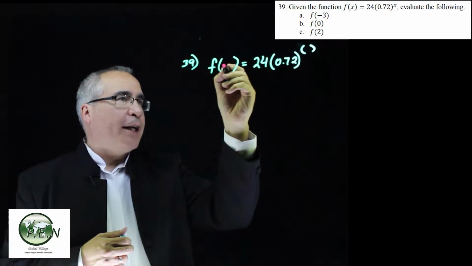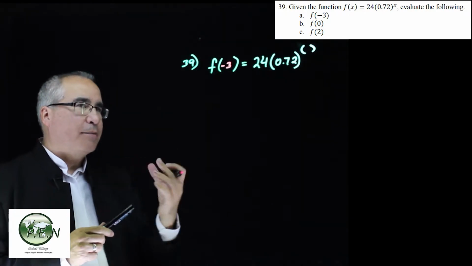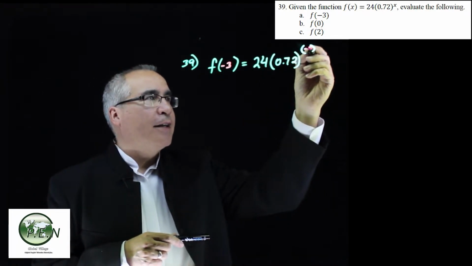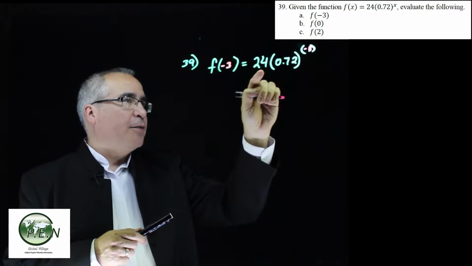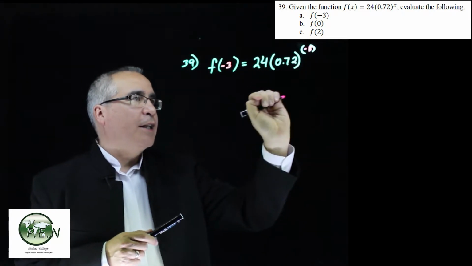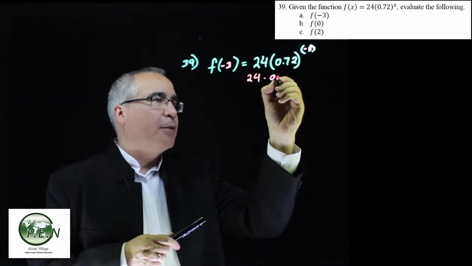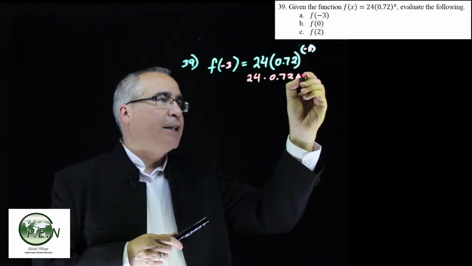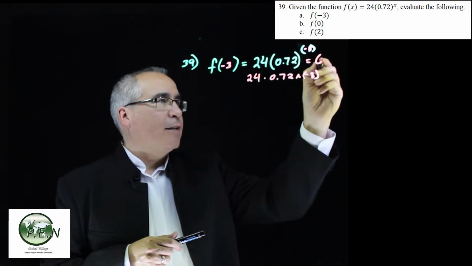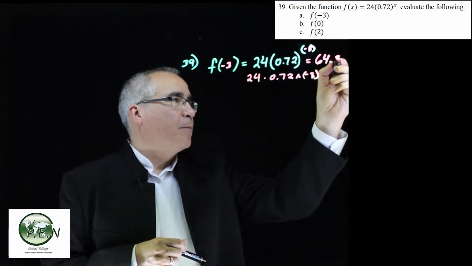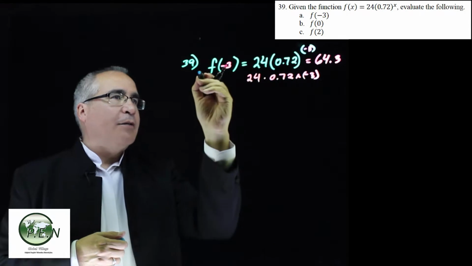And we're asked to do three parts. First, we're asked to plug in -3, which means we went backwards 3 times. So if you do a decrease backwards, you should get an increase, right? So if we do this calculation, 24 times 0.72 raised to the -3 power, use the exponent key, -3. And what you should get is 64.3. Okay, we actually increased it 3 times because we went backwards, the negative. This was the A question.